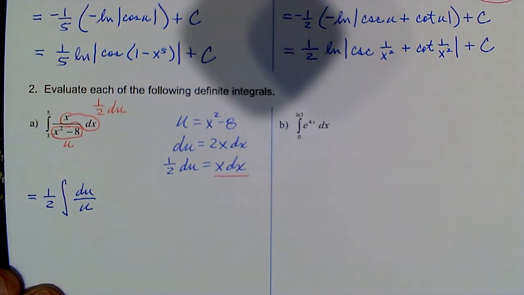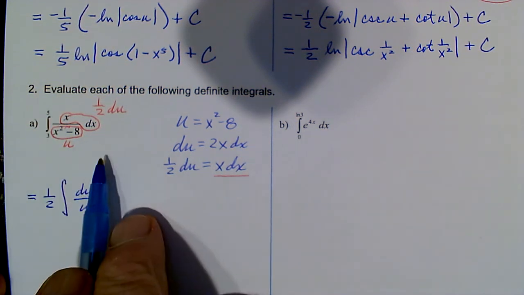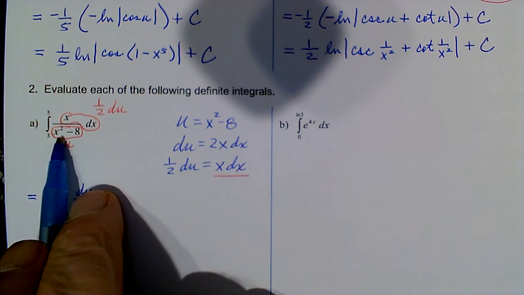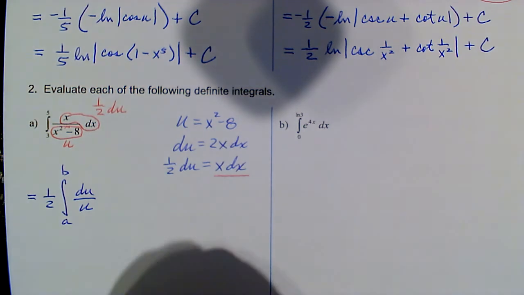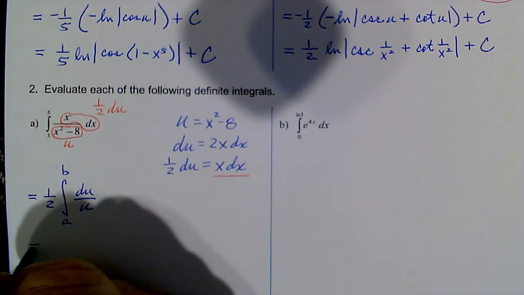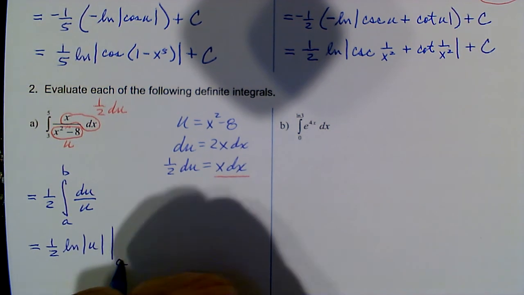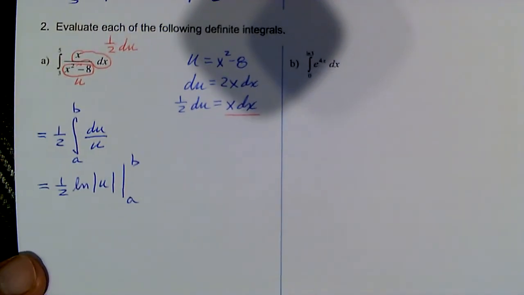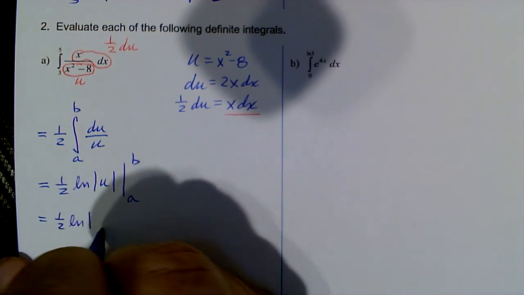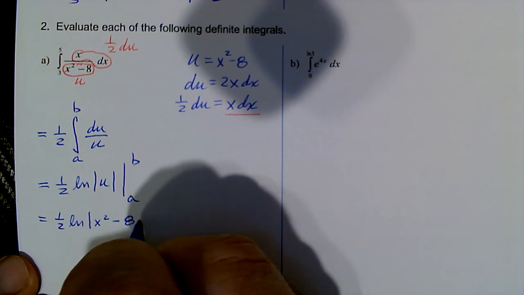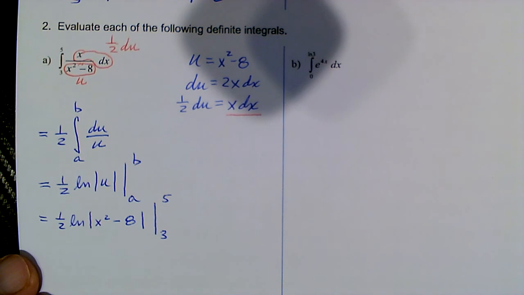But here's that subtle point where we really should not write down 3 to 5, because 3 to 5 is the limits of integration in terms of x. So remember, the technique I use is to use dummy letters, placeholders, A to B. Then we'll integrate, so 1/2 natural log absolute value of u evaluated from A to B. And then we'll back substitute, so 1/2 natural log absolute value, u was x squared minus 8. And now that's evaluated, now we can say 3 to 5.